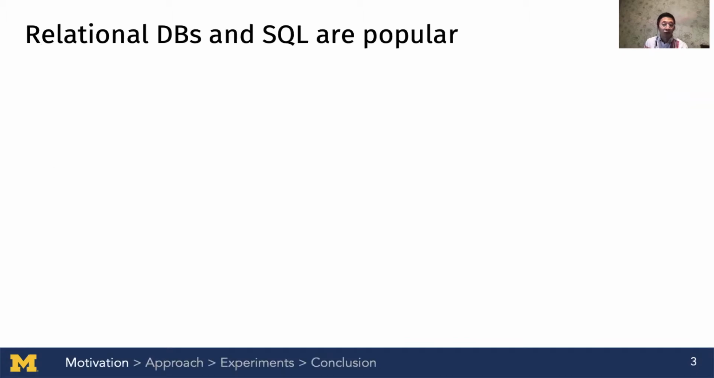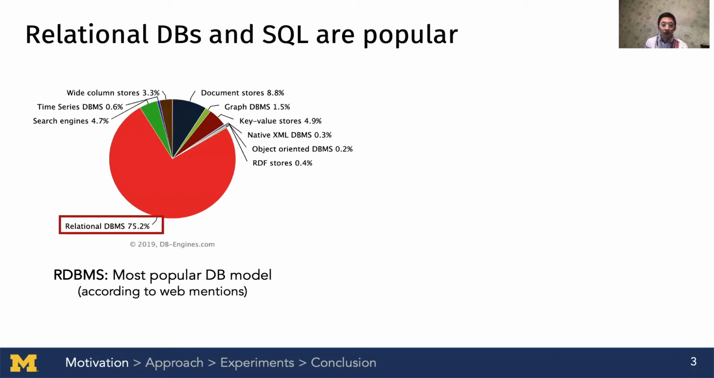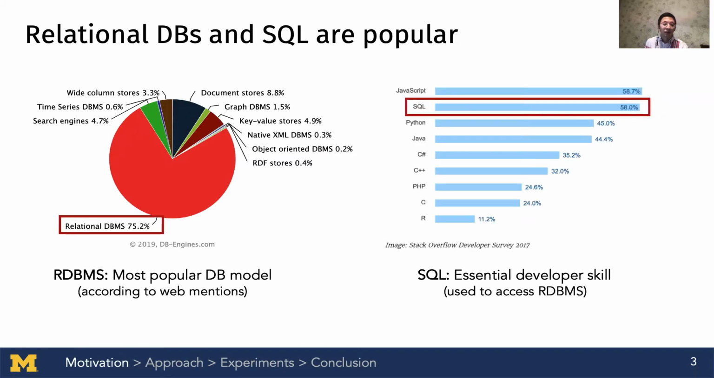So first of all, relational databases and SQL are immensely popular. Relational databases are by far the most popular database model in use today. And secondly, SQL is known to be an essential developer skill. According to the Stack Overflow survey in 2017, it is one of the most coveted languages among developers.